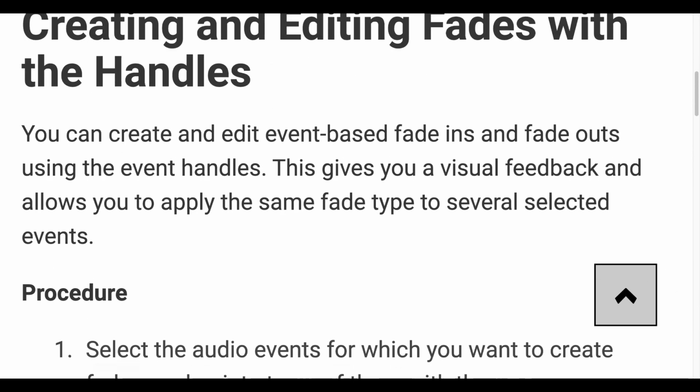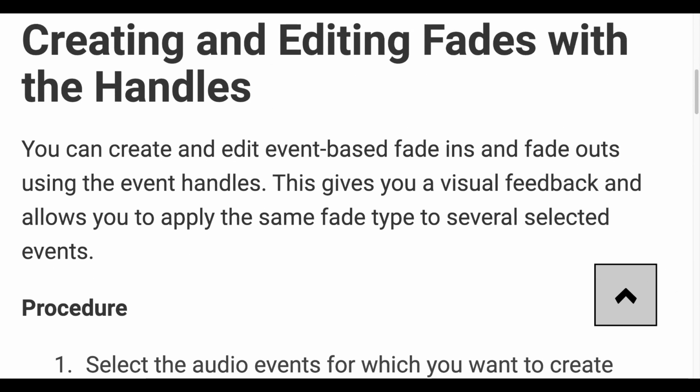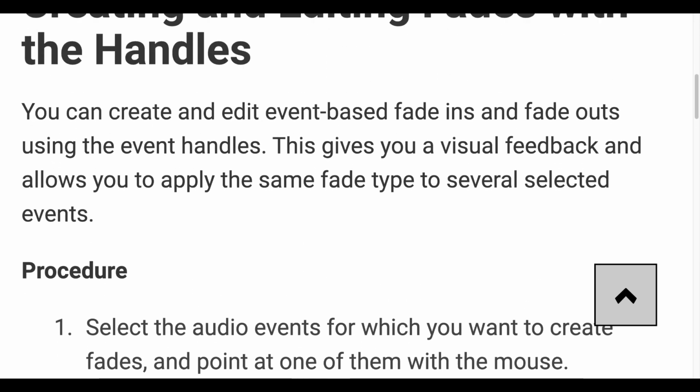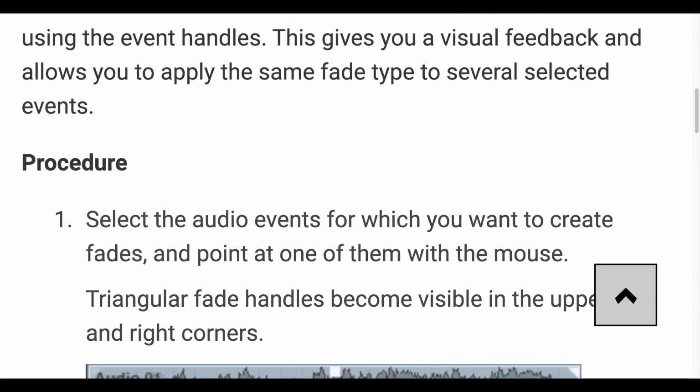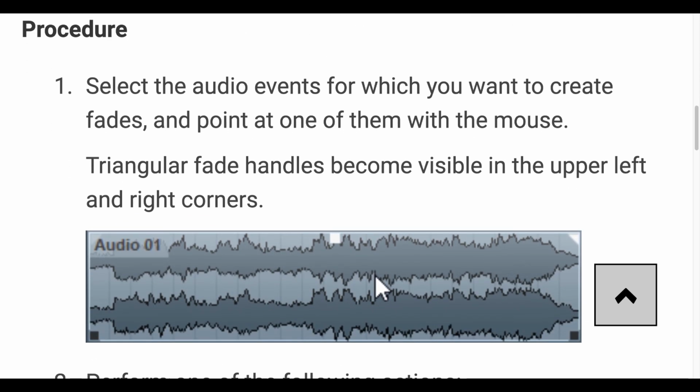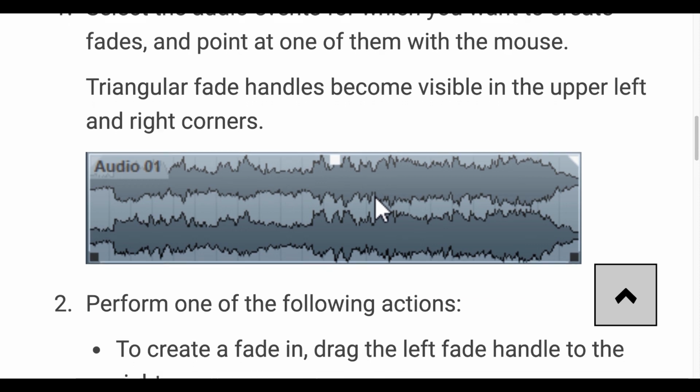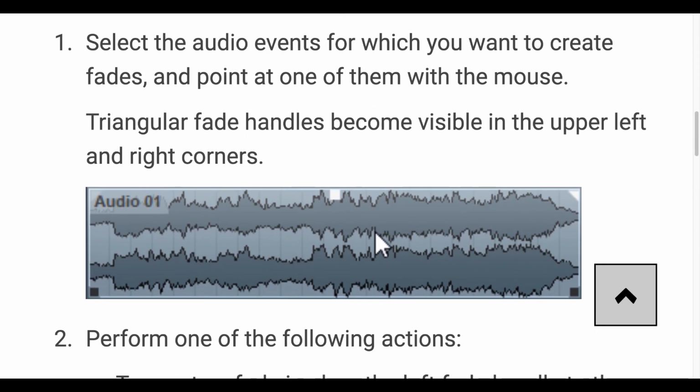You can create and edit event-based fade-ins and fade-outs using the event handles. This gives you a visual feedback and allows you to apply the same fade type to several selected events. Procedure. Select the audio events for which you want to create fades, and point at one of them with the mouse. Triangular fade handles become visible in the upper left and right corners.